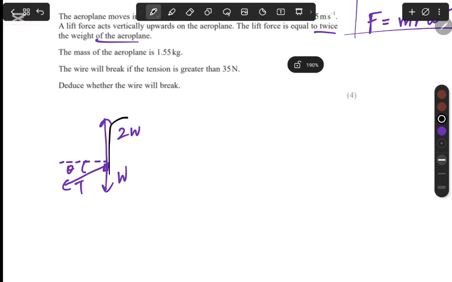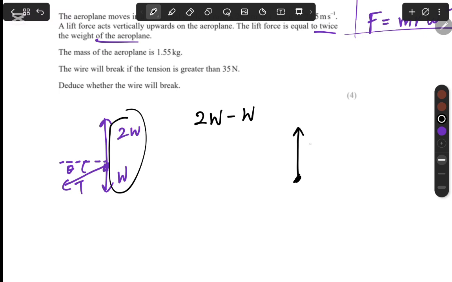Okay, now what I'm going to do is add both of these forces. They're in opposite directions, so it's going to be 2W minus W. And we're going to end up with our diagram looking something like this. W, tension here, and theta. Now I'm going to make components of the tension. So this is going to be T cos theta, T sine theta.